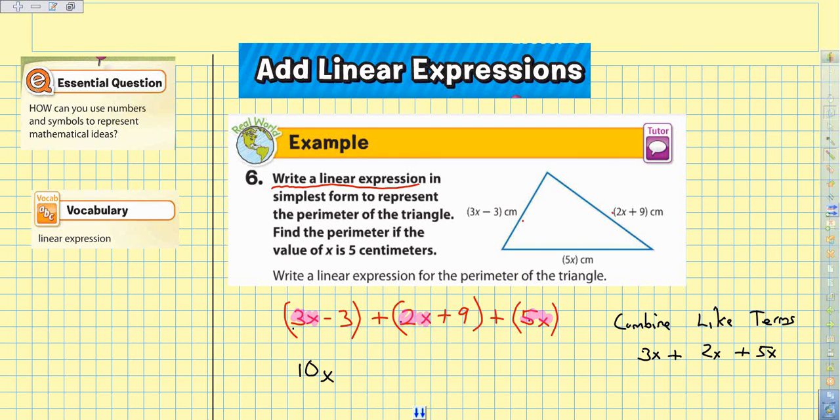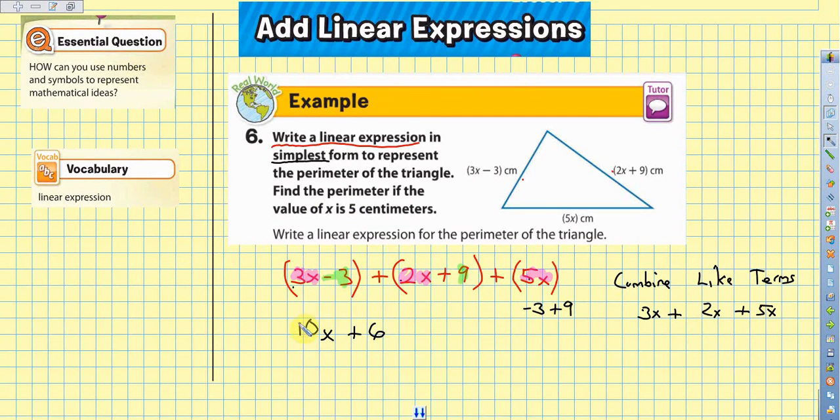Okay, so now I just have a negative 3 and I have 9. And if I take my negative 3 and I just add 9, that's going to give me 6. So now I get this 10x plus 6. There's my simplest form expression for this triangle. I combined all the like terms, even the constant. That's the first part of my answer. So I'm going to box it.